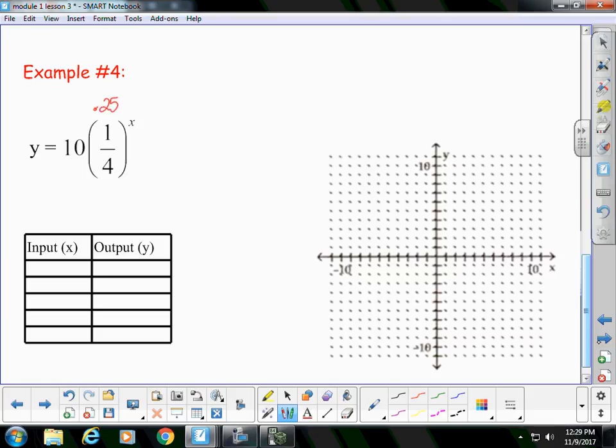Okay, so 1/4 is equal to 0.25. So that would be one way that I can put that in my calculator, or I can use divided by. Okay, so again, inputs, I'm going to use -2, -1, 0, 1, and 2.